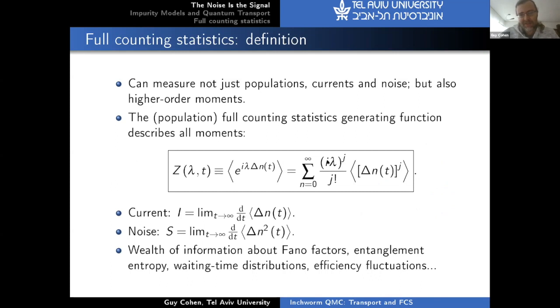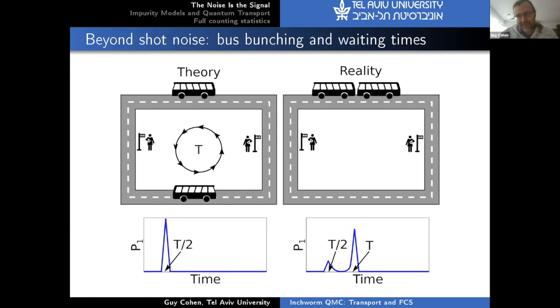And you can think of a generating function of all these moments in terms of a counting field lambda. If you know this Z of lambda and T, then you actually know all the moments, and you actually know more than the moments because you can work out probability distributions for different kinds of events. So a nice little classical example of why that's interesting is bus bunching.